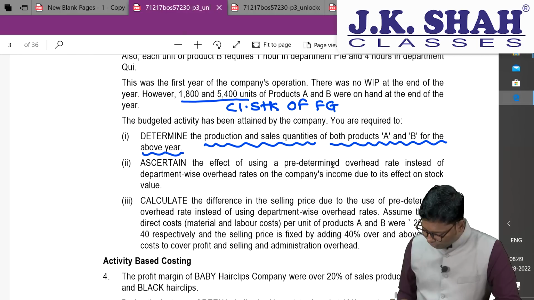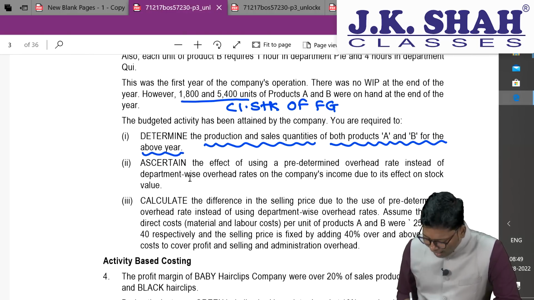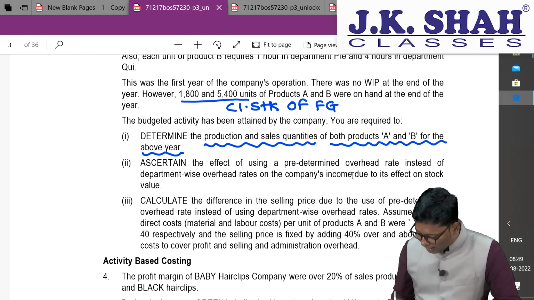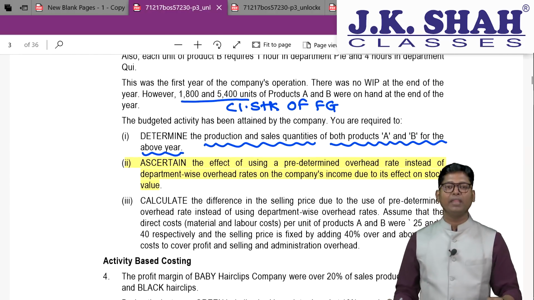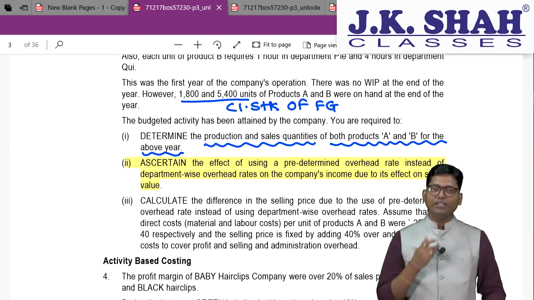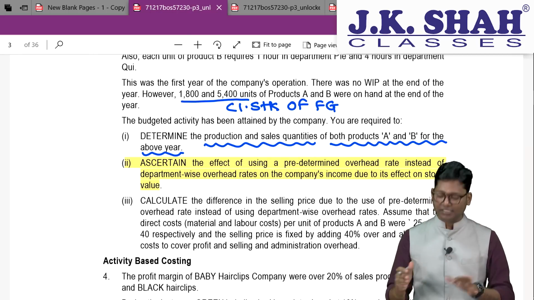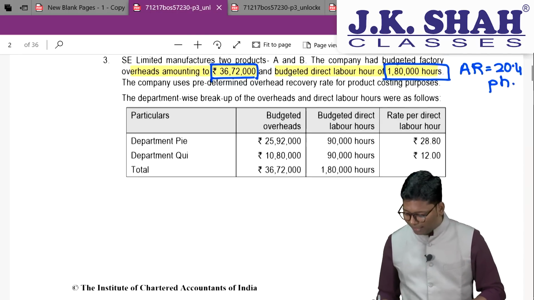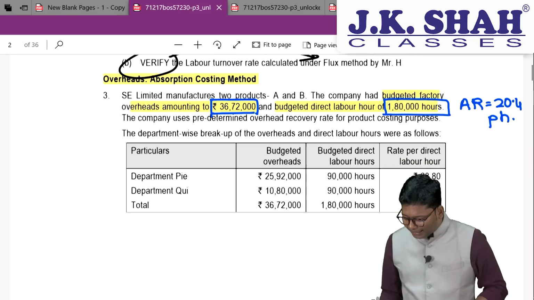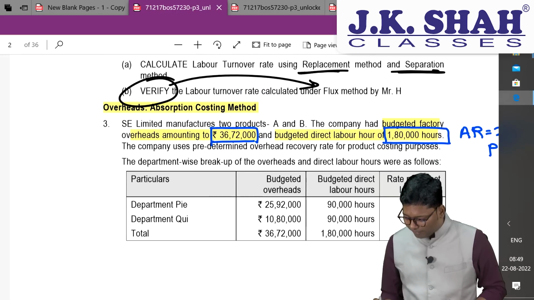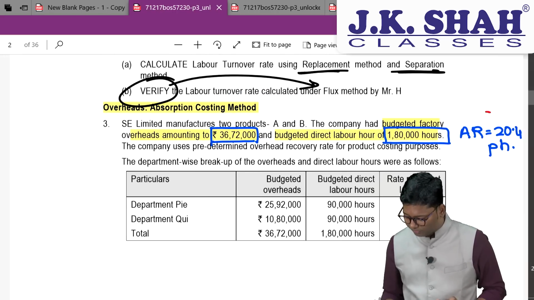Ascertain the effect of using the predetermined overhead rate instead of department-wise overhead rate on the company's income due to its effect on stock value. Now, there are two rates given in the question. The question suggests that the given rates are the departments' absorption rates, and the rate we computed in the first paragraph is your company's absorption rate, right?